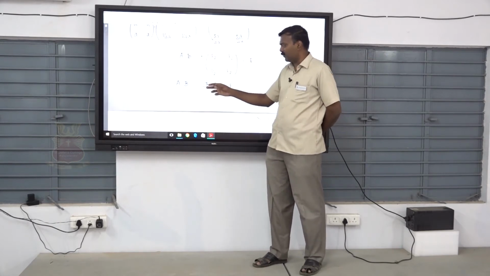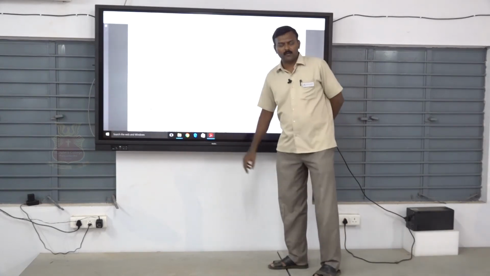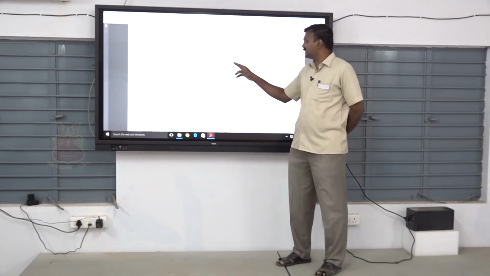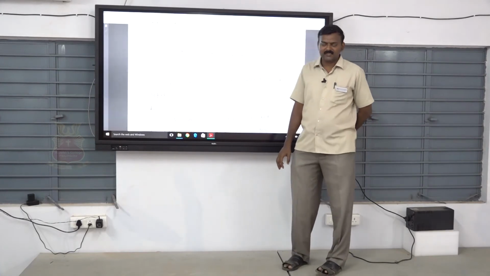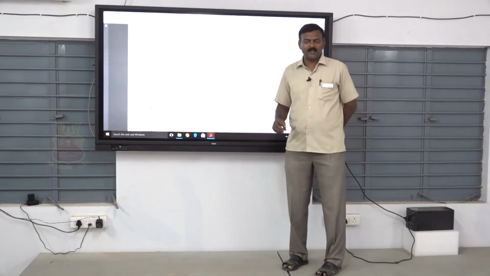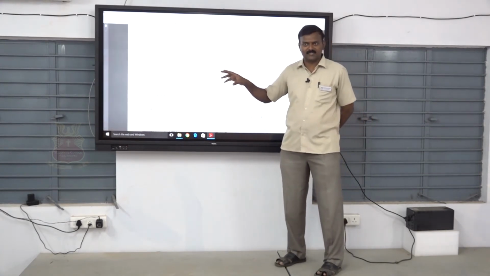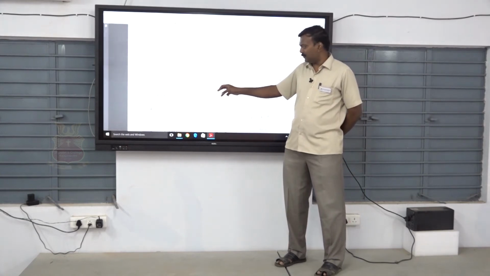Therefore A dot B equal to B dot A equal to E. Therefore B equal to 1 by 4A, which belongs to G, is the inverse of A. Then three conditions are satisfied: associative, identity, inverse. Therefore this matrix set is a group under usual multiplication.